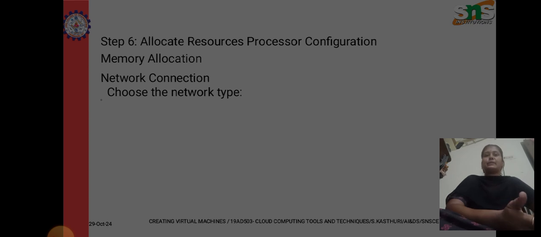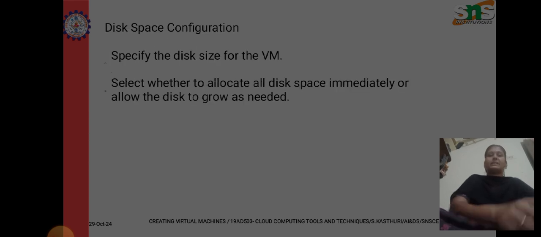Next is the network connection. So choose the network type, either it is NAT, bridged or host only. Disk space configuration. So specify the disk size for the VM. Choose whether to store the virtual disk as a single file or split into multiple files. The latter is often better for portability. Select whether to allocate all disk space immediately or allow the disk to grow as needed.